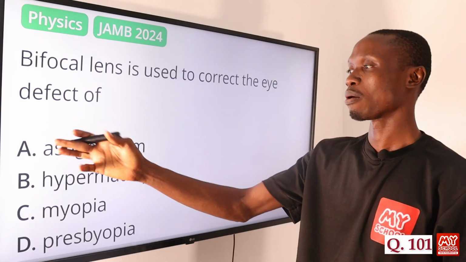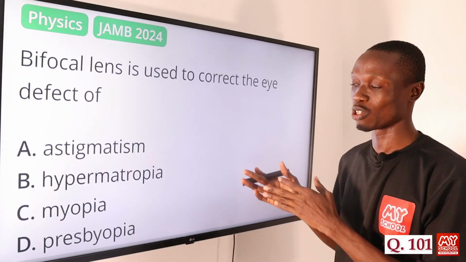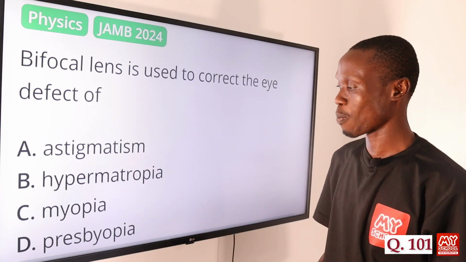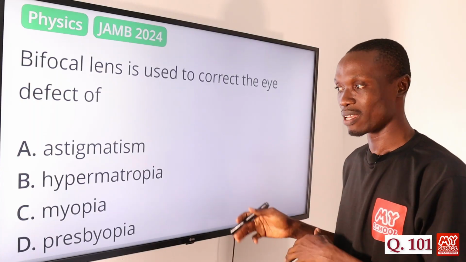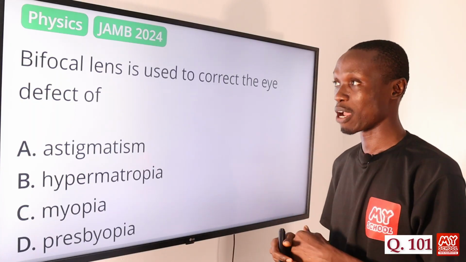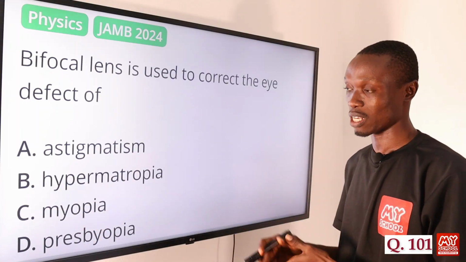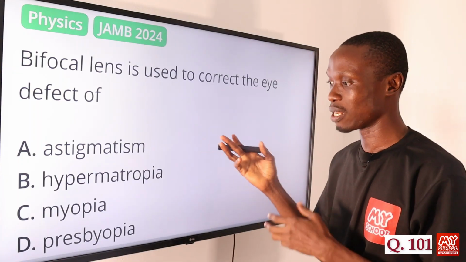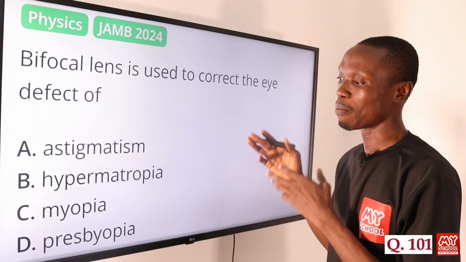Option A, astigmatism. Astigmatism is corrected with cylindrical lens and not bifocal lens. B, hypermetropia, also known as long-sightedness, is corrected with convex lens and not bifocal lens. Option C, myopia, also known as short-sightedness, is corrected with concave lens, and not bifocal lens. While option D, presbyopia, is corrected using bifocal lens.